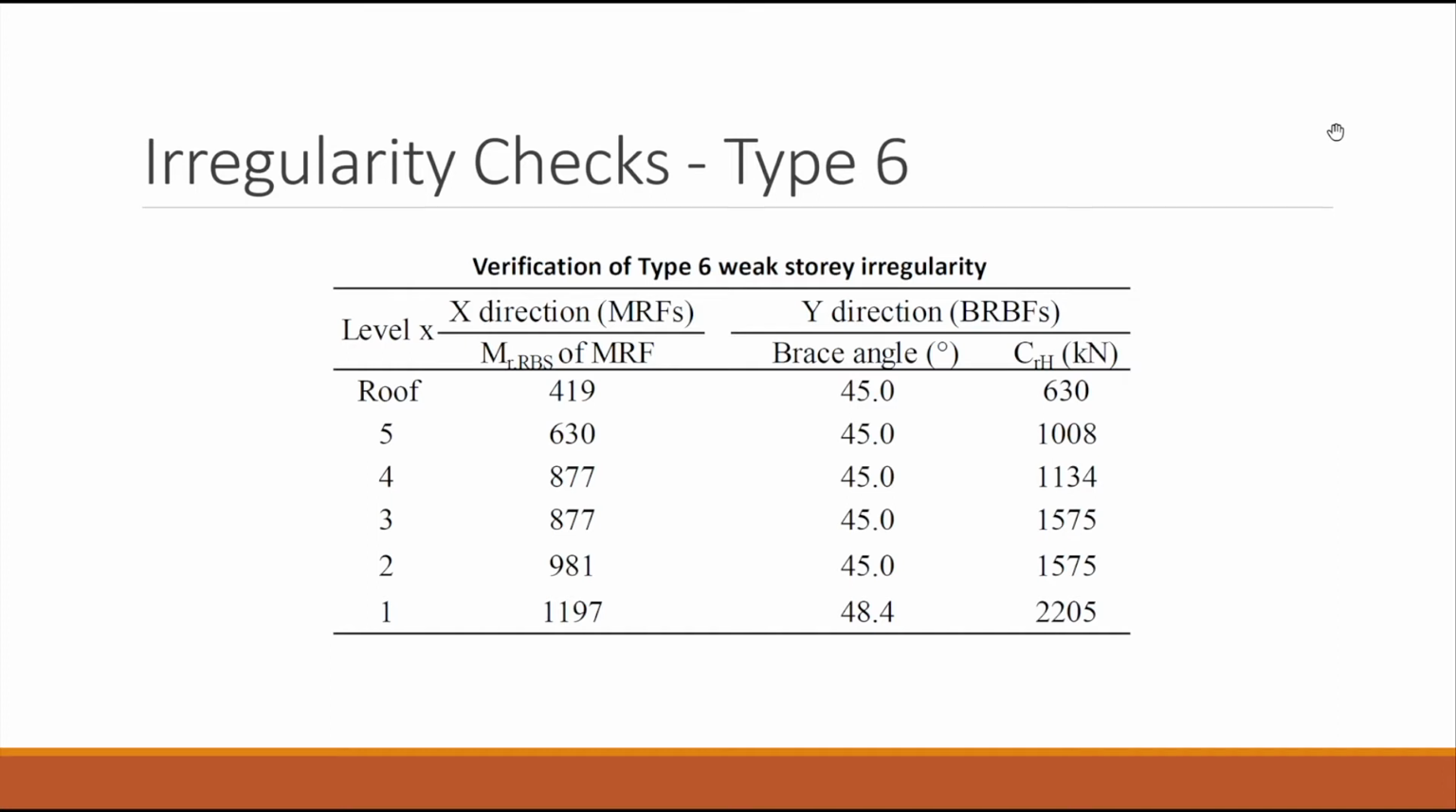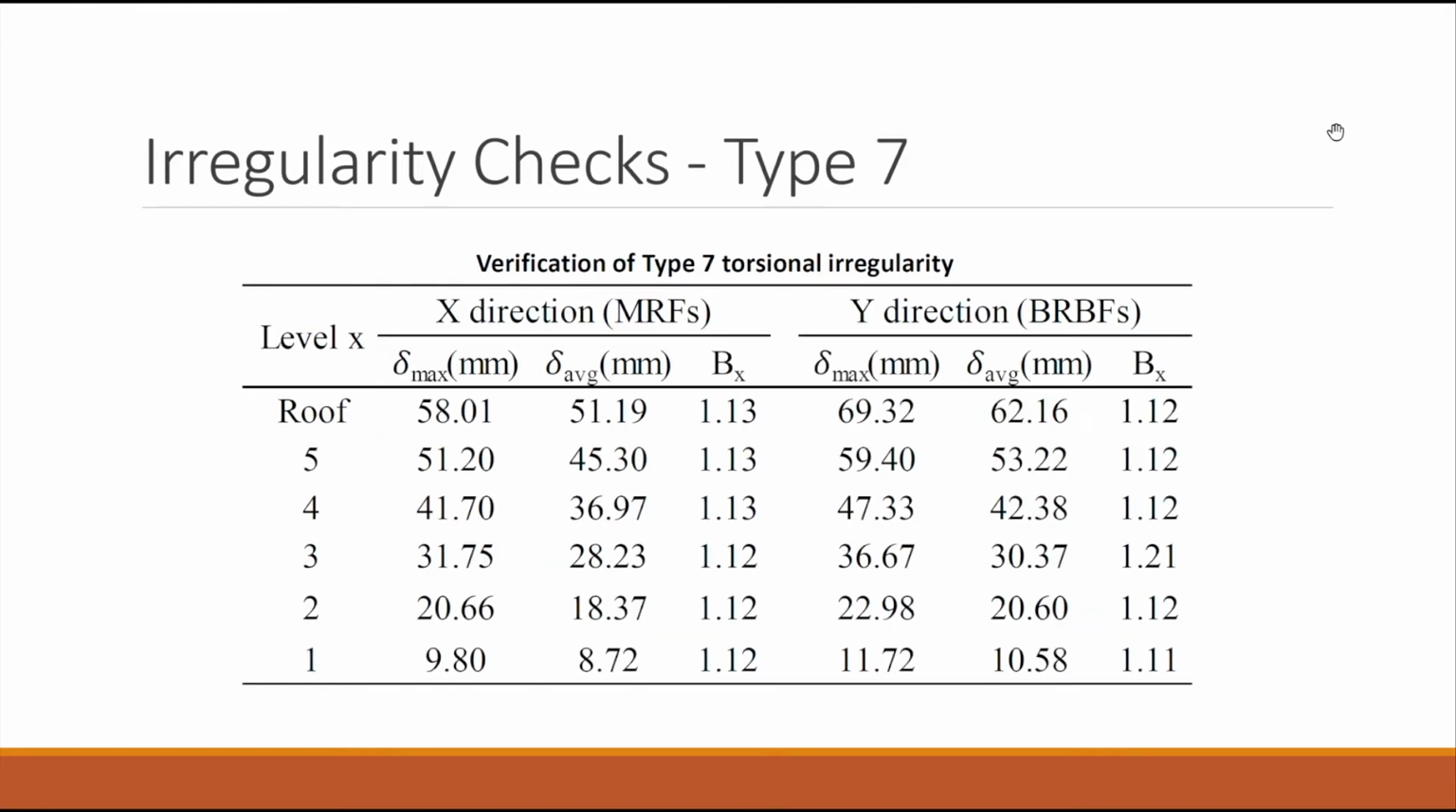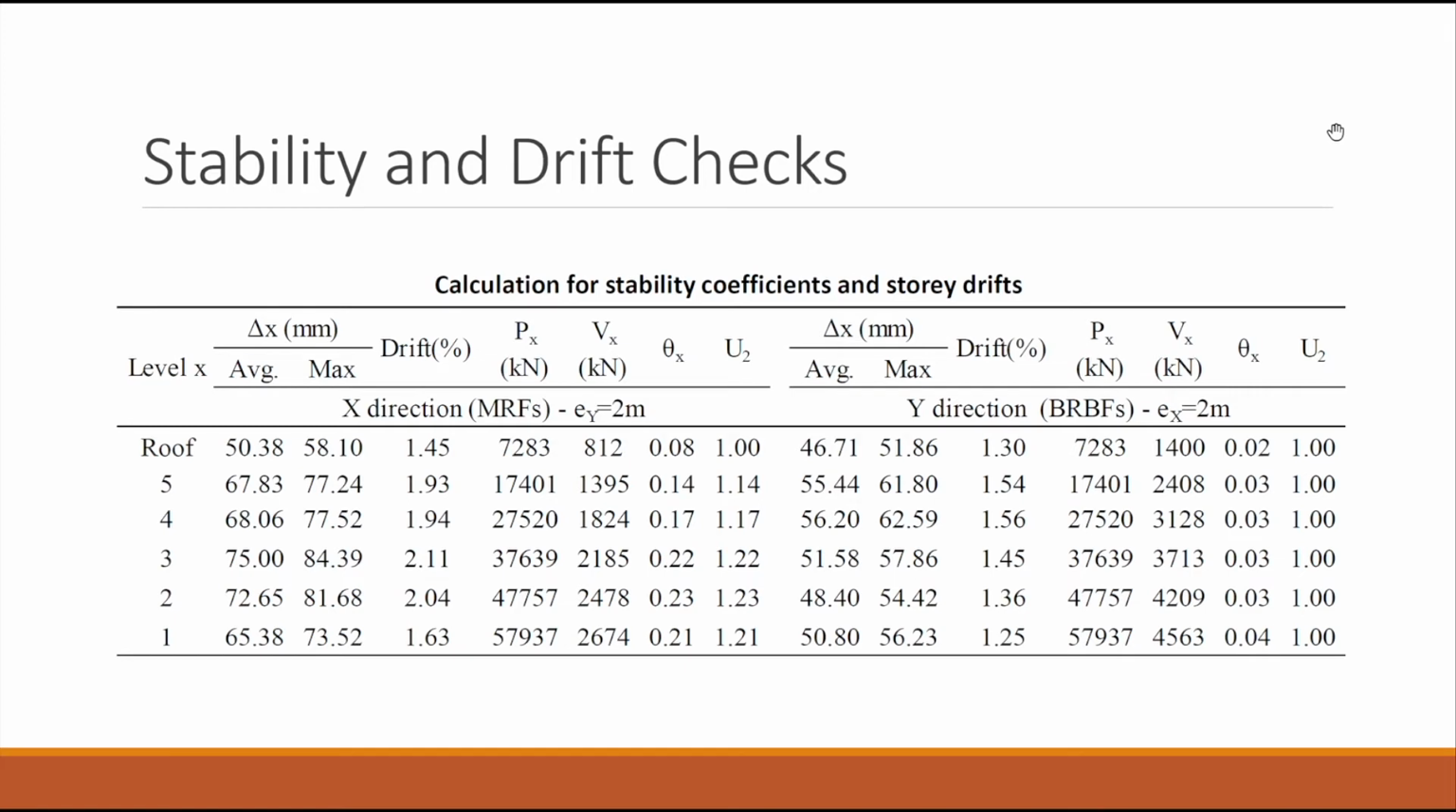For type 6, weak story irregularity, the results are shown in this table, indicating no type 6 irregularity. And for type 7, torsional irregularity, from this table we can see that the structure is regular, which also verifies the assumption that we had made for the model. These are the calculations for stability coefficients and story drifts, indicating that the drift requirements are all satisfied and the P-delta effects only need to be accounted for in MRF.